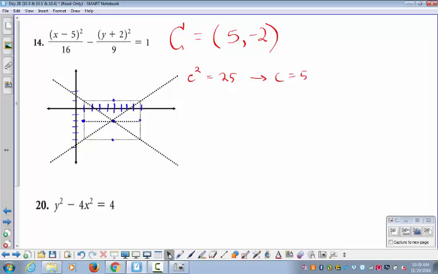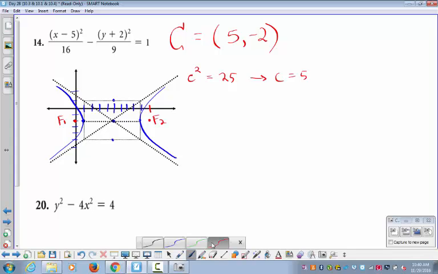Okay, so should this one open horizontally or should this one open vertically? Horizontally. Well, x's are first, so horizontally. Exactly. So we go through those vertices and we approach both asymptotes. And then the foci will be 5 units from the center into these arches. So 1, 2, 3, 4, 5 is exactly 1 unit in. And then right there. So those will be the 2 foci.